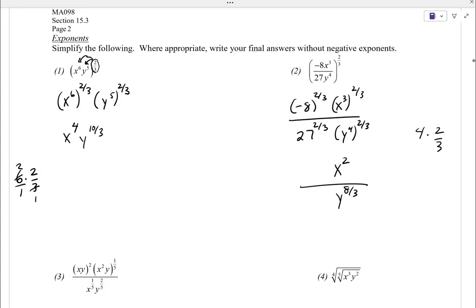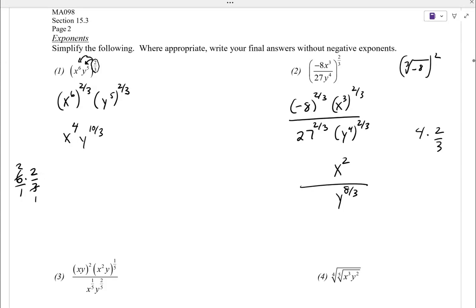Again, I'll write it out here for us, but I'm going to just write our final answer here. The bottom tells you what root to take. The numerator tells you what power to take, right? When you're simplifying it with numbers, I would always do the root first and then the power, okay? So this says to take the cube root of negative 8 and then square it. That's what that says to do, right?